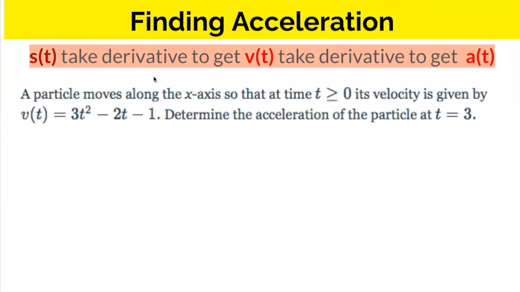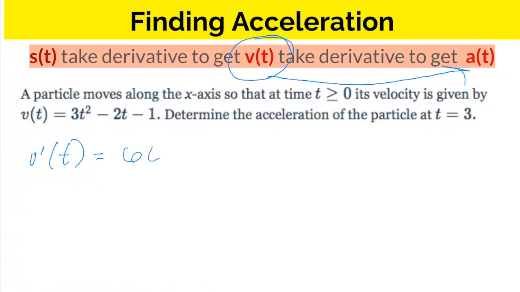But look at this one. It gives us the velocity. So in order to move from velocity to acceleration, that means you're going to have to move here, the v of t. I'm going to circle it. So you're always asking, where am I? And I need to get to here. So you have to take the derivative. So we're going to say the derivative of the velocity is going to give you 6t minus 2.